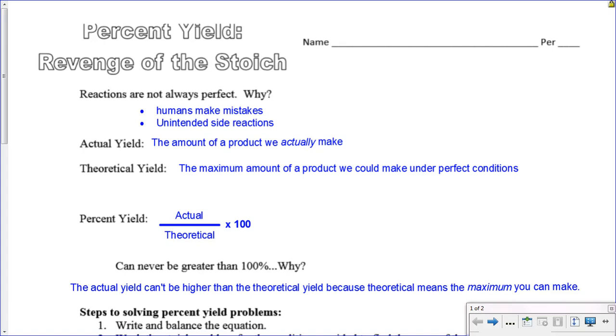All right, which gets me to some other vocabulary here. The actual yield in a chemical reaction is the amount of a product that we actually make. So if you're trying to make a product in the lab, the amount that you actually are able to make and collect is called the actual yield. The theoretical yield is the amount of a product that we would be able to make if everything was perfect. So starting with the reactants that we start with, the theoretical yield is that maximum amount we can make if we did a really perfect job of doing it.